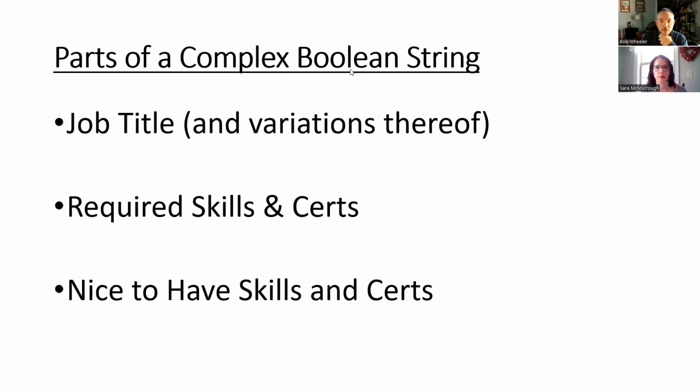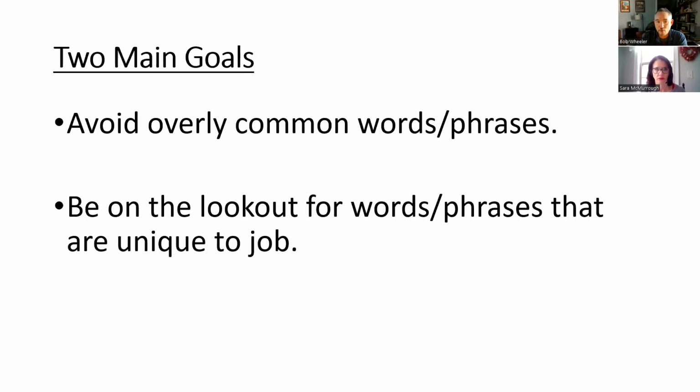So we're going to be talking about job title, the variations, required certs and skills, and then the nice to have skills and certs. So those are the different pieces that we're going to be talking about. And we've got a couple goals here, Sarah. So when we're talking about putting together a complex Boolean search string, what are we really trying to do?